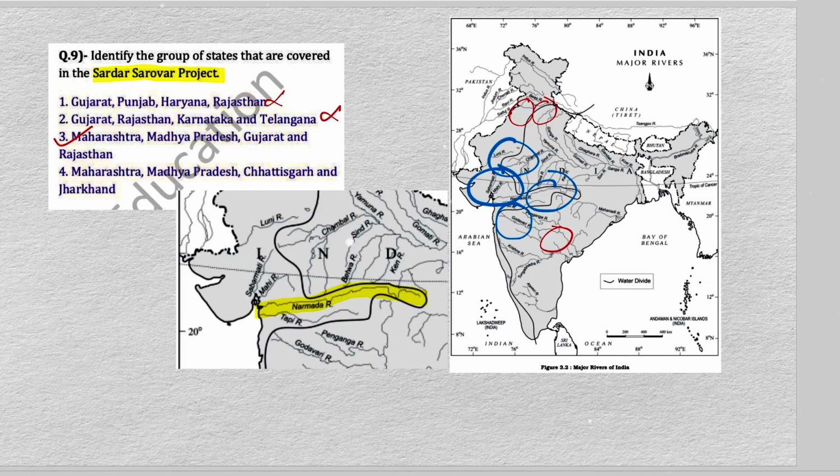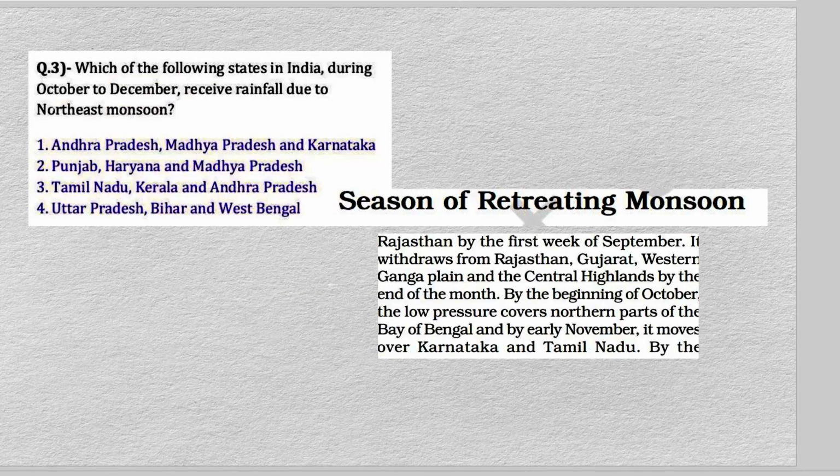The final question explaining the importance of NCERT is, which of the following states in India during October and December receive rainfall due to the northeast monsoon? The northeast monsoon is also known as the retreating monsoon. If you study the NCERT, it is given there. The states over which it rains mostly are Karnataka and Tamil Nadu. So here you can easily eliminate the answer containing Tamil Nadu, and option number 3 is again correct.